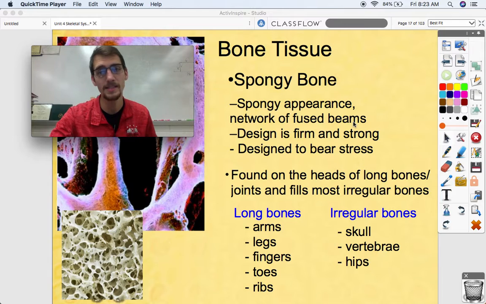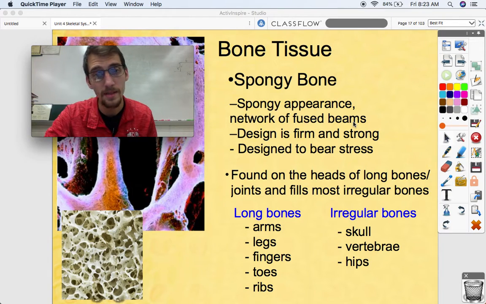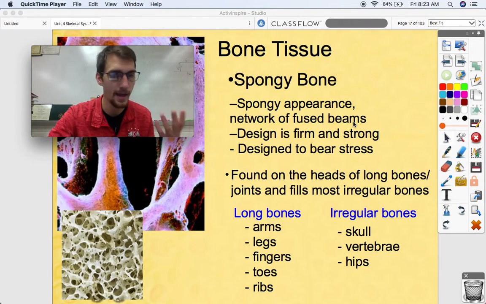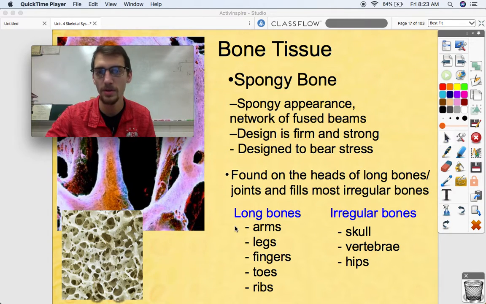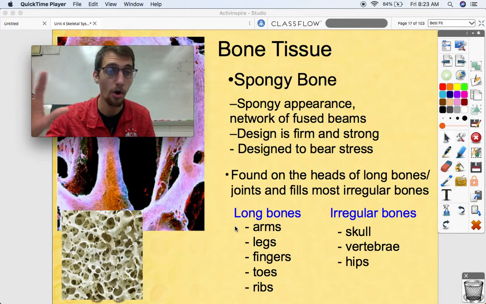All right, so this is the last thing I want to discuss here. The other type of bone tissue is spongy bone, and hence the name. It has a spongy appearance. It kind of looks like this down here. It's a network of fused beams of hardened calcium salt and collagen matrix.